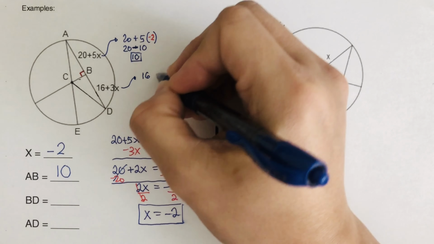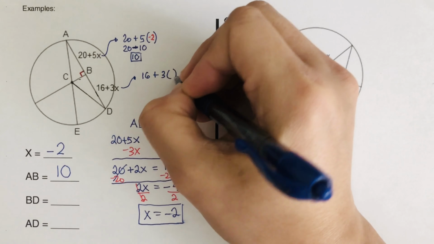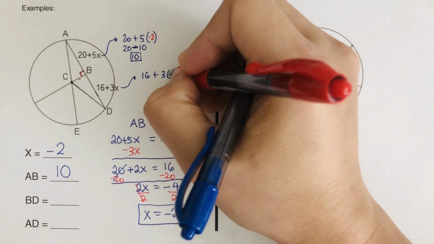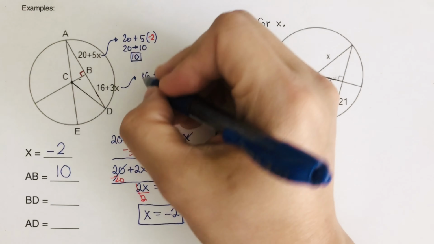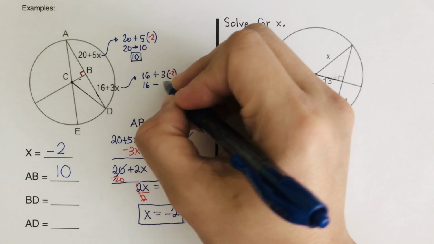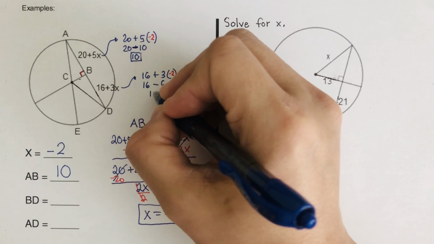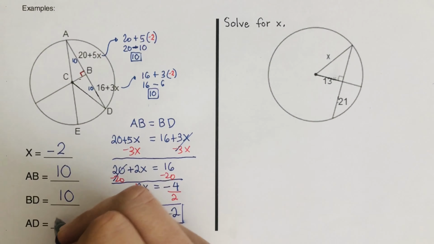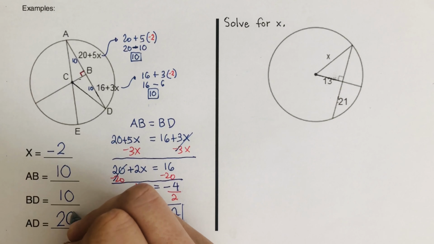So that is 16 plus 3 times our x, which is -2. So then we go ahead and write 16, that's a -6, so that's a 10. And so we got a 10 for BD. And so our AD, the whole thing: if this side is 10, this side is 10. So the whole thing AD is 20.